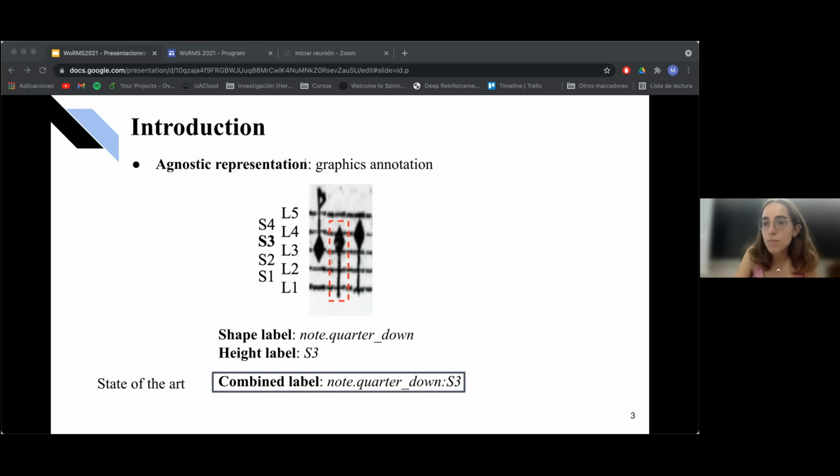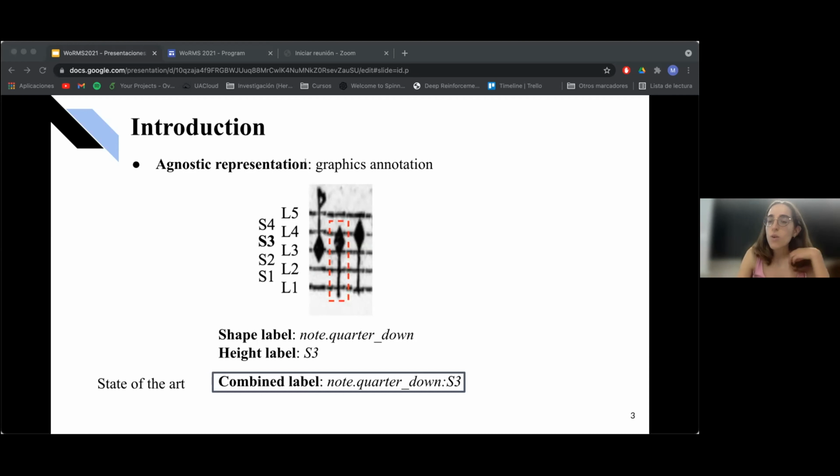The name agnostic comes because this representation is based on the graphical content of the symbol rather than the musical meaning. So when we are considering this type of representation, a music symbol is identified by two components: its shape and its vertical position on the staff. And the thing is that when holistic OMR systems are trained and use this type of representation, this dual nature of the music symbol is ignored during the learning process because these two features are treated as just one single category.